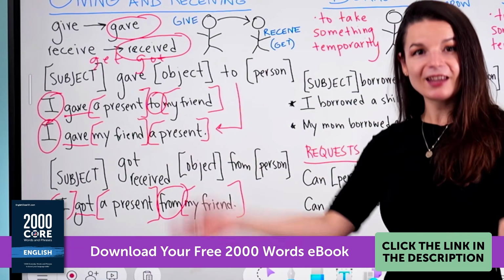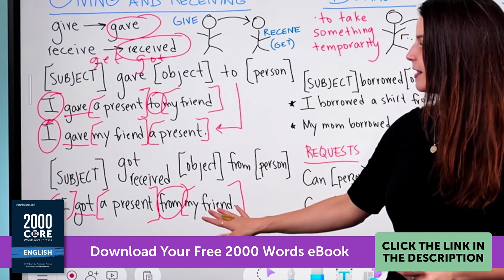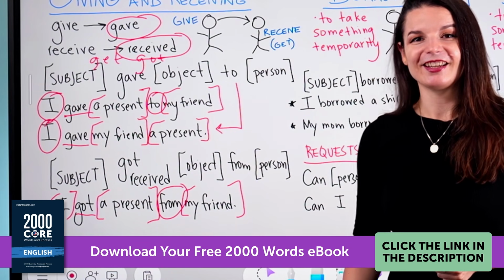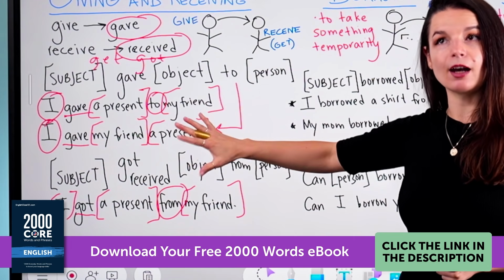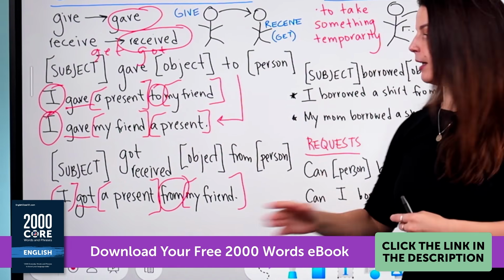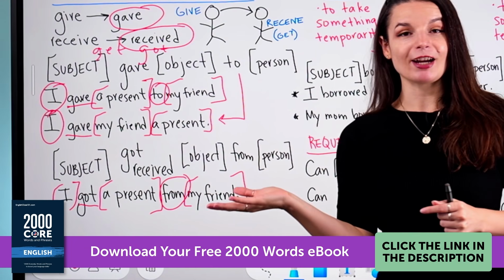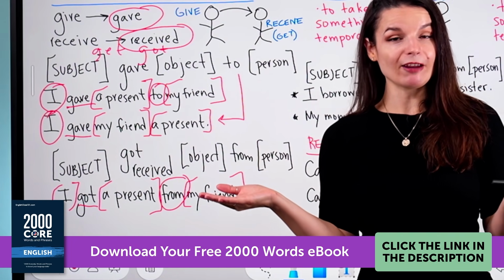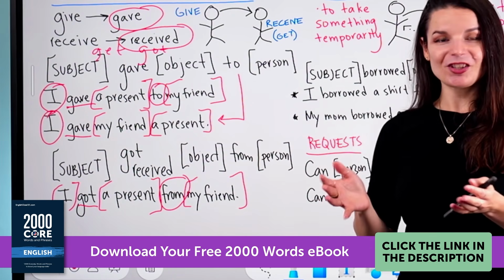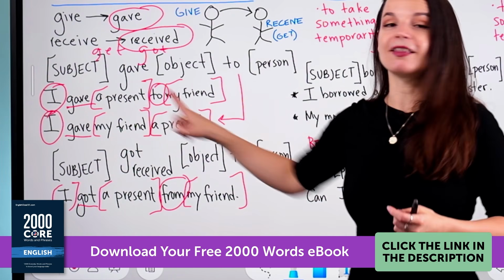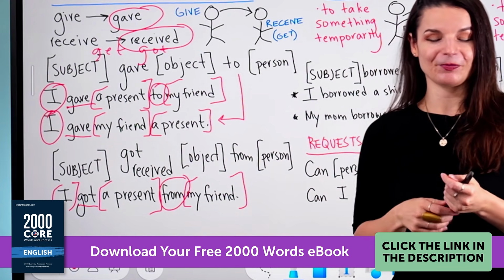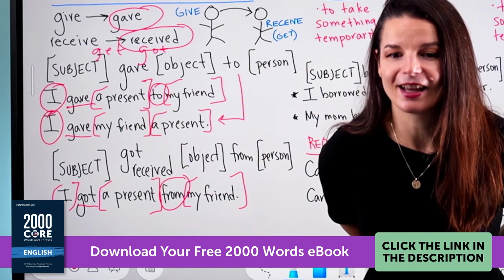We can switch this around, yeah? So we could say, my friend gave me a present as well, okay? So we can use these two sentences in opposite ways, yeah? So I got a present from my friend and my friend gave me a present mean the same thing, right? The only change is we swap the subject. Who is the subject? Who is giving? Who is receiving? Okay, I'll check your example sentences now.